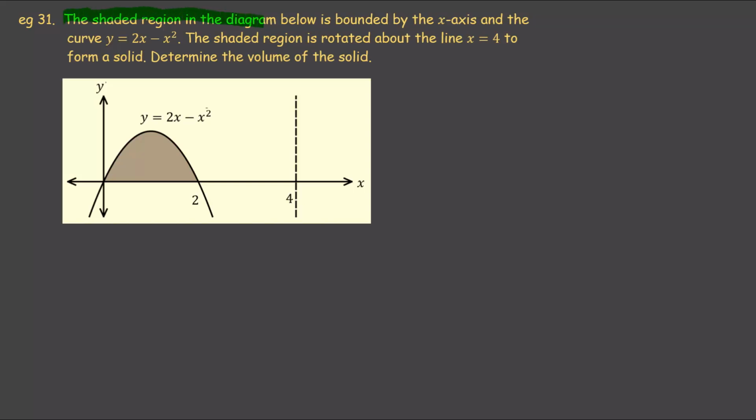The shaded region in the diagram below is bounded by the x-axis and the curve y equals 2x minus x squared. The shaded region is rotated about the line x equals 4 to form a solid. Determine the volume of the solid.